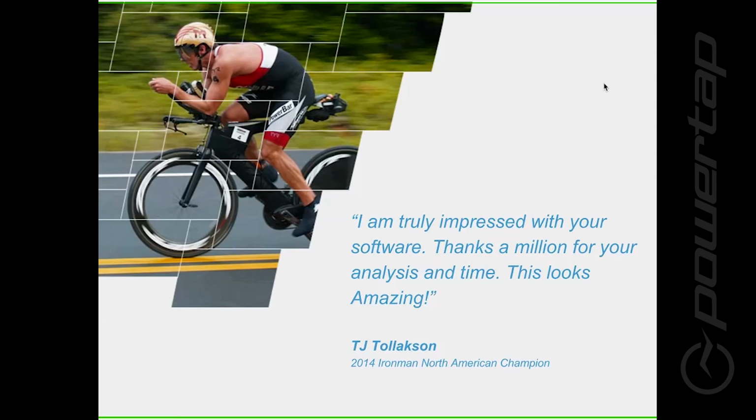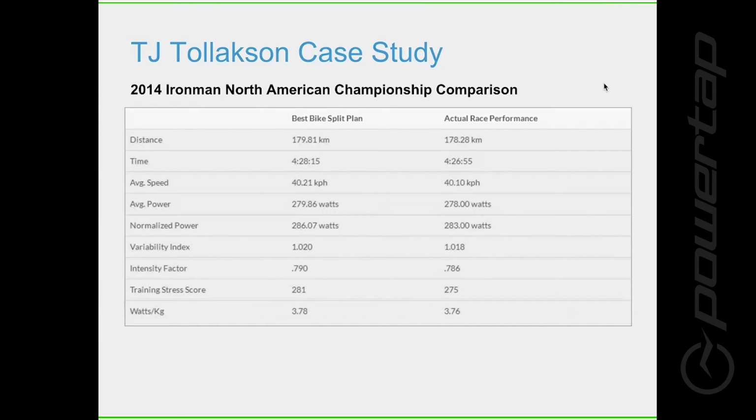What I didn't realize is that he signed up for Best Bike Split via his manager at the time and used the software for Ironman Mont Tremblant. He didn't tell us until after the fact, after he had won the race. So here are some of the details of what his Best Bike Split plan was versus actual performance. Hopefully this is visible, but basically we had a little bit slower time than what he actually did, by about a minute, but it was also a little bit longer course than what his data showed.